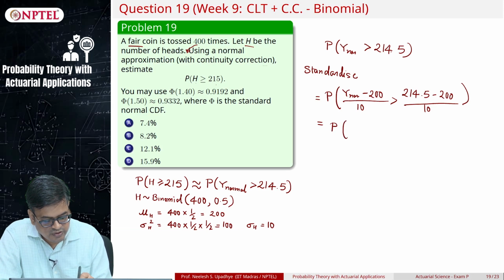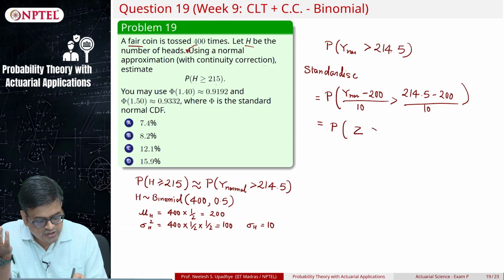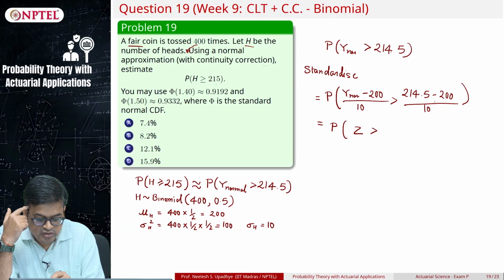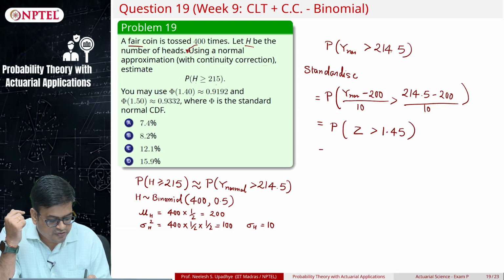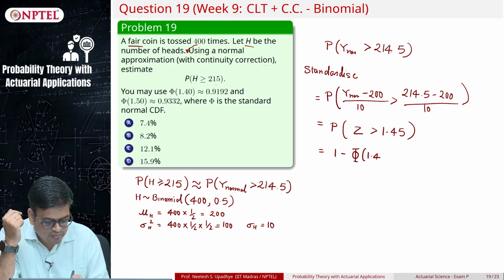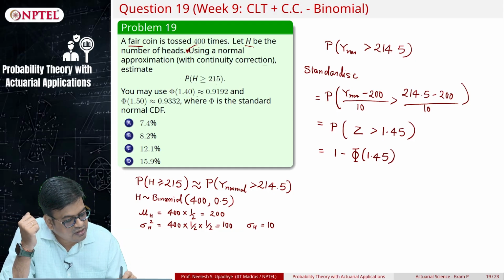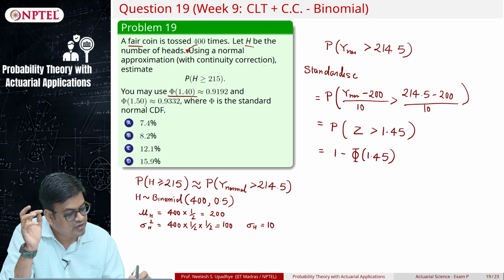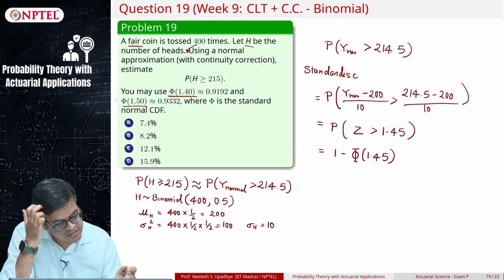This effectively means the probability of random variable z, which follows a standard normal distribution, greater than 14.5 divided by 10, which is 1.45. This is a probability of 1 minus the standard CDF of 1.45. Now, notice the point. Here I have been given 1.4 and 1.5, not 1.45. How will I use this information?